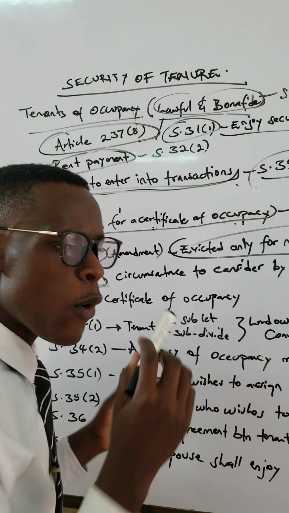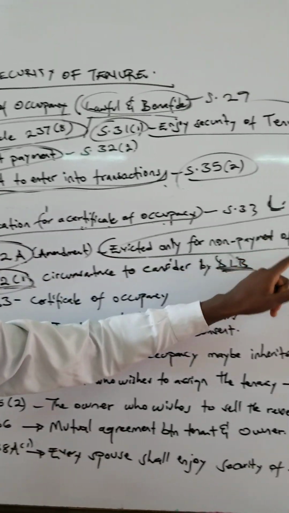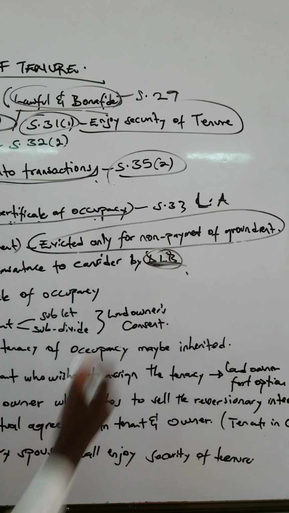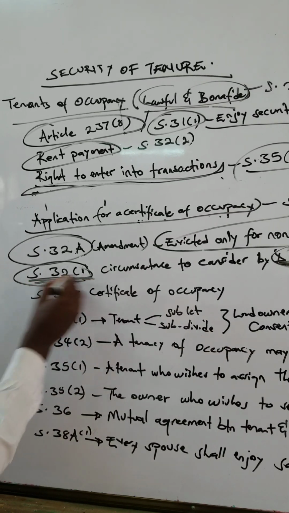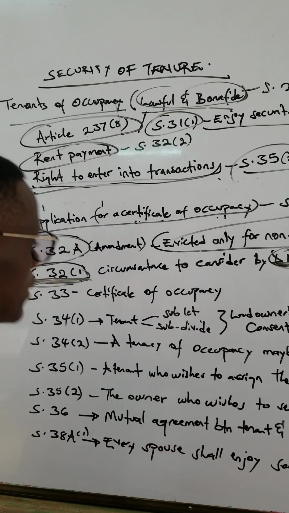So it considers many things for someone to be convicted for non-payment of what? Of ground rent. This is the district land board. So the circumstances or the things that are considered are under section 32 of the Land Act.